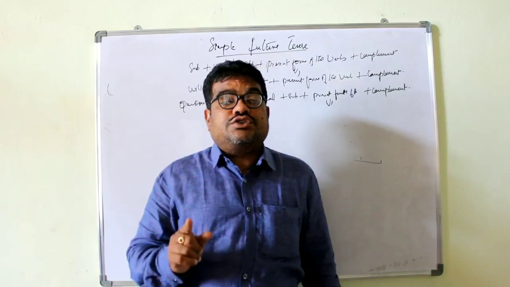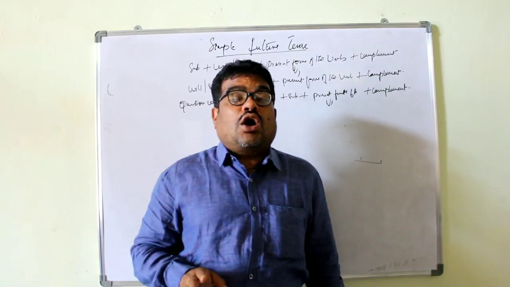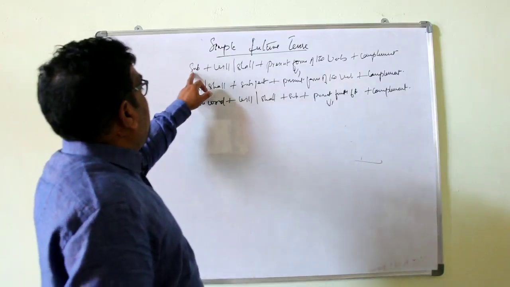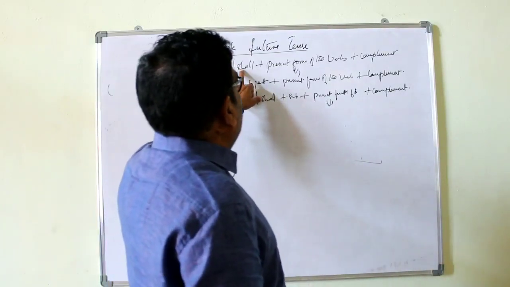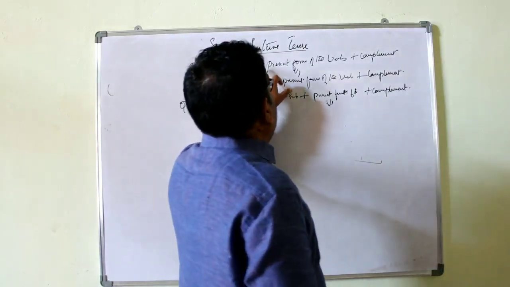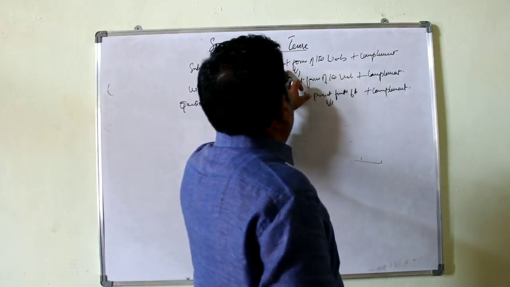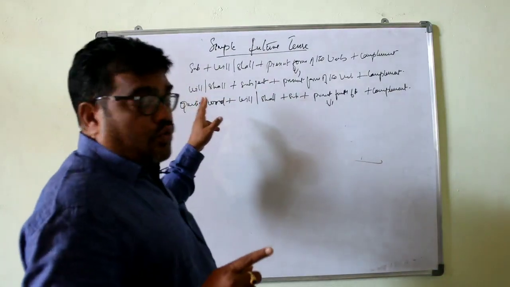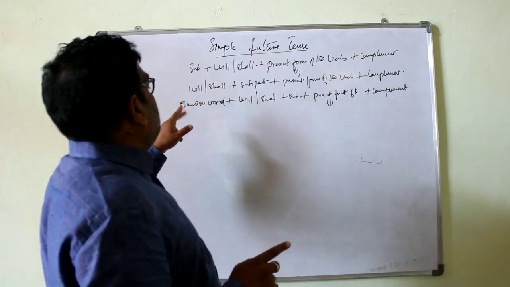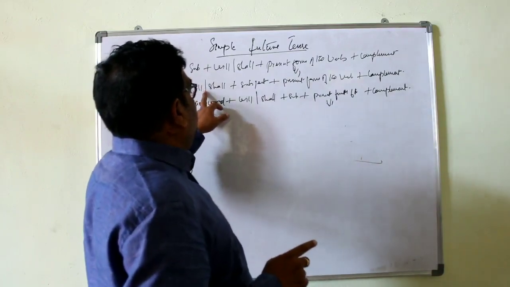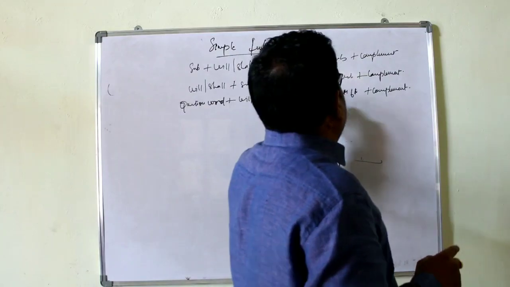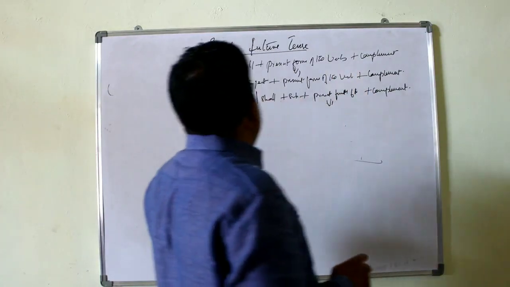Now we shall try to know the pattern of simple future tense. Here: subject plus will or shall plus present form of the verb, that is verb 1, plus complement. To frame yes or no questions: will or shall plus subject plus present form of the verb plus complement.